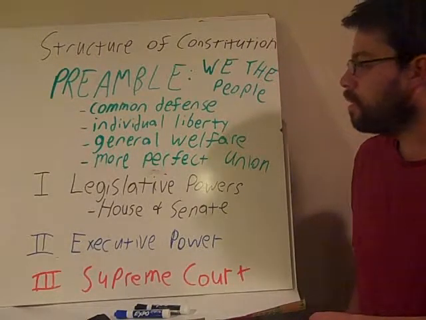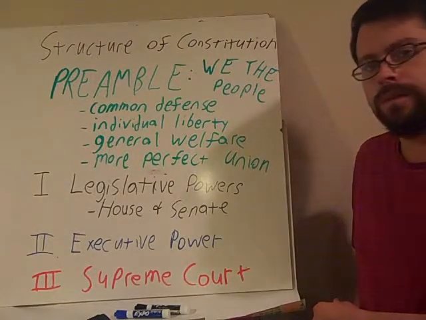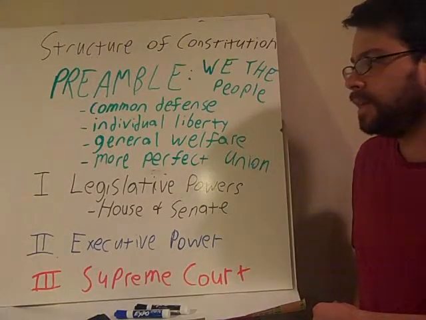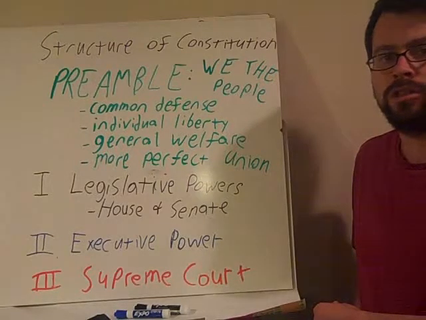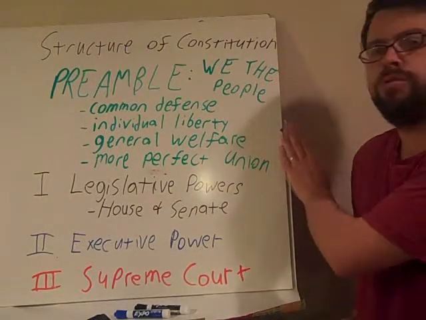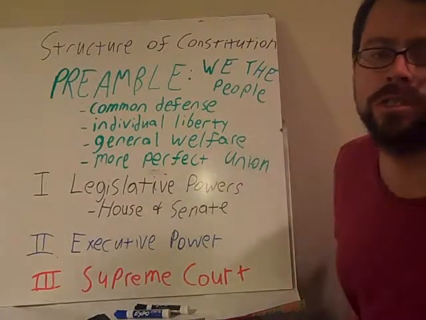So those are the three branches of government, legislative, executive, and the Supreme Court, set out in the first, second, and third articles of the Constitution, which come right after the preamble or the introduction to the Constitution itself.